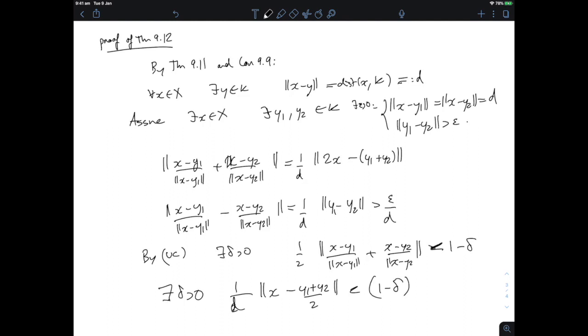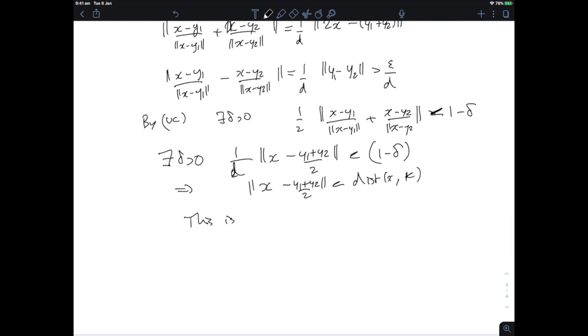But what is that telling us? It's telling us that the norm of x minus (y1 plus y2) divided by 2 is strictly smaller than the distance between x and K. And that is a contradiction, since (y1 plus y2) over 2 belongs to K by convexity of K. All right, so the distance from x to the midpoint between y1 and y2 has to be at least d, so it cannot be strictly smaller than d. And that concludes the proof.